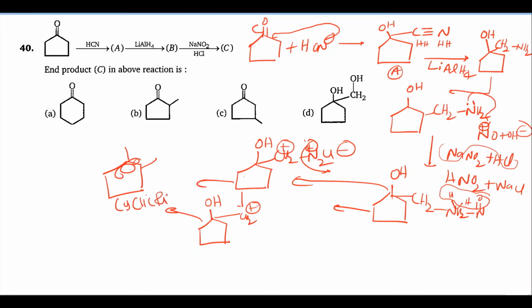Cyclic ring outside carbocation is there. This is the cyclic ring. Cyclic ring outside carbocation is there. Then ring expansion takes place. So whenever a cyclic ring outside carbocation is there, what is undergoing? The ring is undergoing expansion.